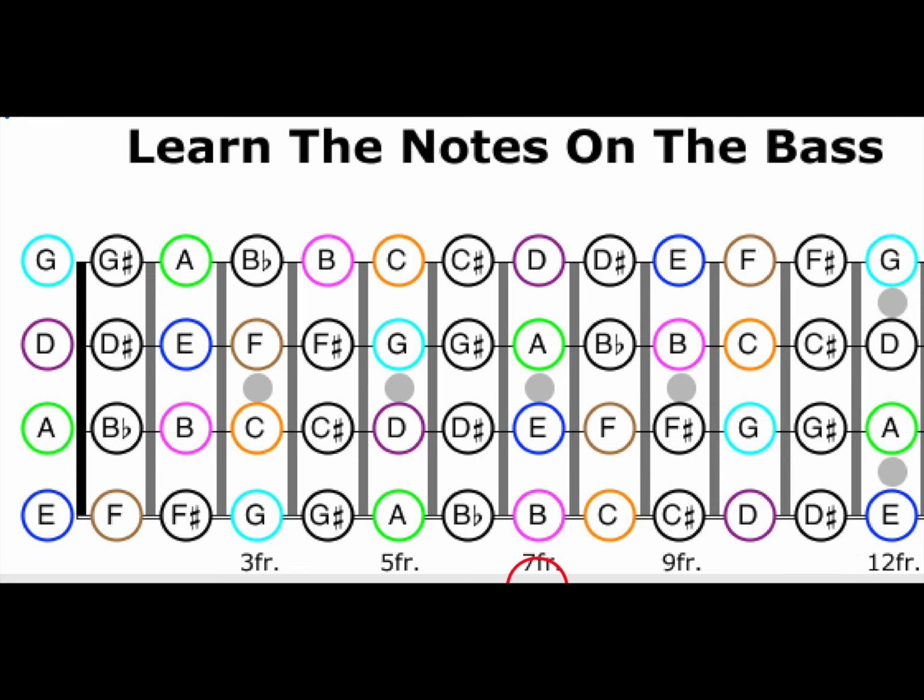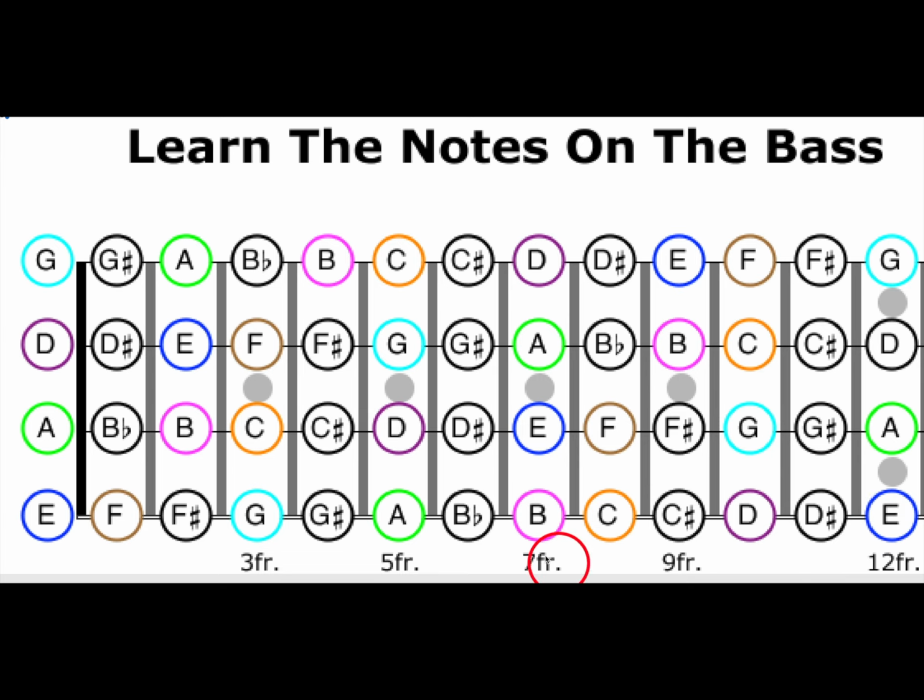I want you to notice that there's always a half step between B and C and between E and F. All the other natural notes are a whole step apart. F to G is a whole step. G to A is a whole step. A to B is a whole step. C to D is a whole step. And D to E is a whole step.